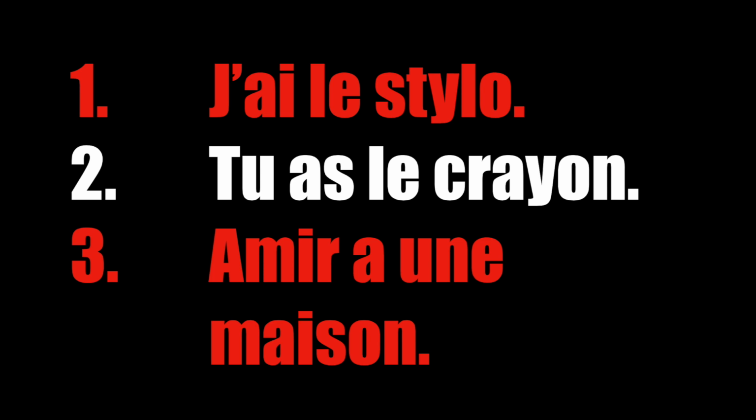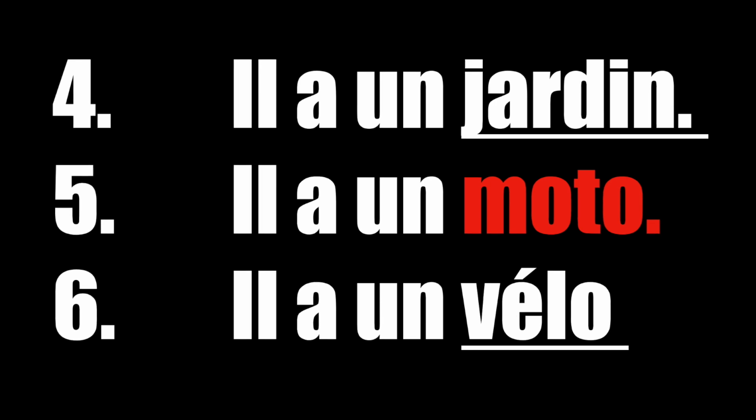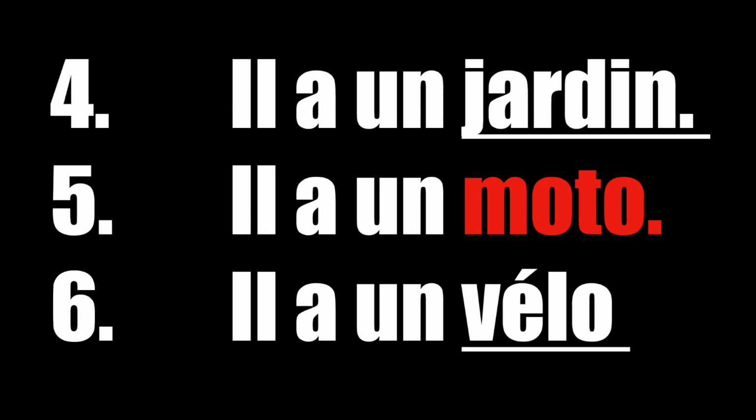J'ai une voiture. Now second sentence over here is tu as le crayon. You have the pencil. You could say tu as le stylo. You have the pen. Third sentence is Amir a une maison. Amir has a house. Number 4 we see 3 sentences. Their personal pronoun or subject is same in all 4, 5 and 6, but the object is changing.